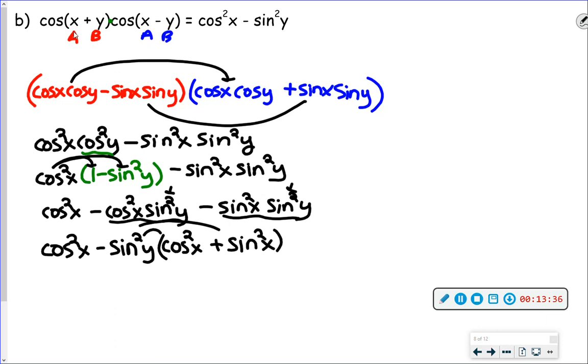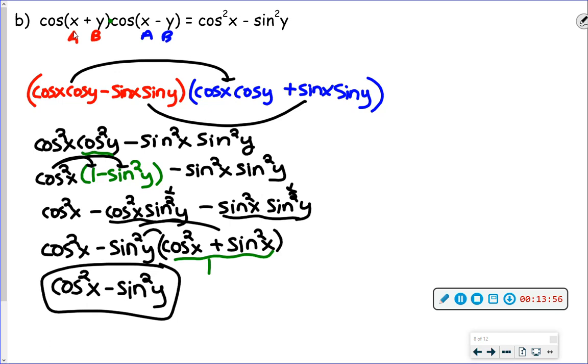Now you might be like, what is she doing? Why is she doing this? Because I'm going to go green. This right here, my friends, is an identity. Cos squared plus sine squared is 1. 1 times cos squared minus sine squared, we got it. Cosine squared of x, sine squared y, I'm not writing times 1. Whew! That was a good one.